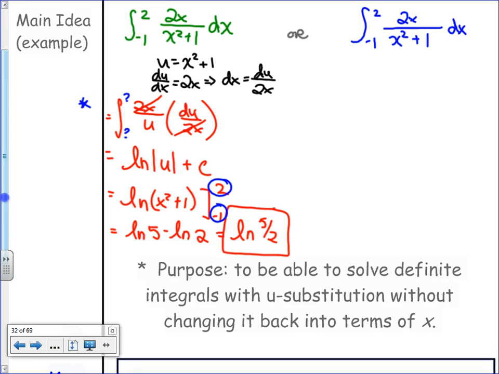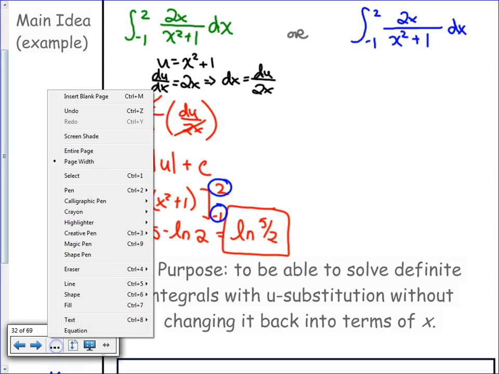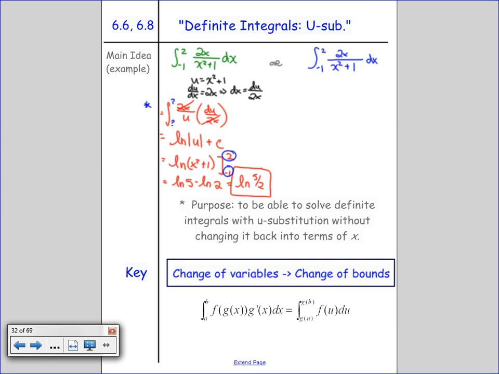Can we do this problem without ever having to get rid of the bounds and then get back to the bounds? Yeah. What's the title of the section? You guys write it down? Definite integrals. U bounds. Hey, this homework is due on Monday, by the way. It's a weekend.